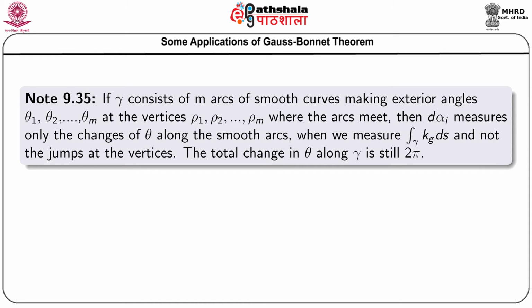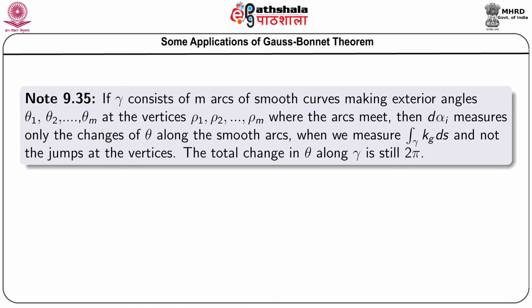Before going to some applications, we just see the note here also, that if gamma, that means the curve, consists of m arcs of smooth curves making exterior angles theta 1, theta 2, theta m at the vertices, say rho 1, rho 2, rho m, where the arcs meet, then d alpha_i measures only the changes of theta along the smooth curves when we measure the kappa_g ds over gamma, and not the jumps at the vertices, and the total change in theta along gamma is still 2 pi.